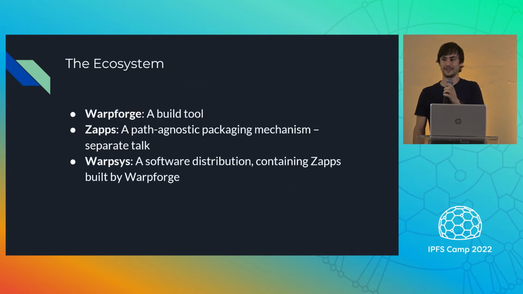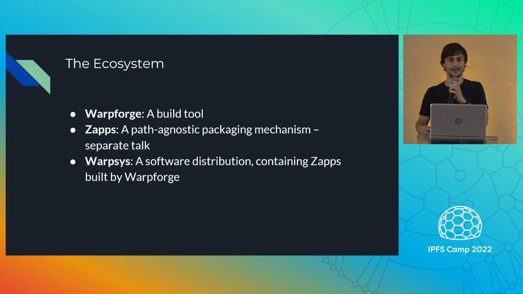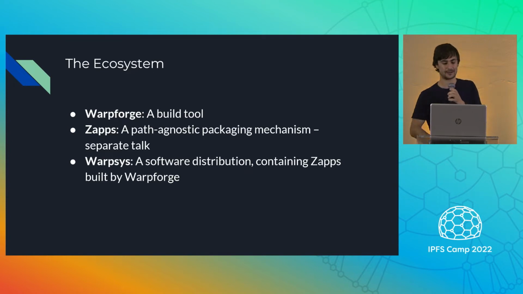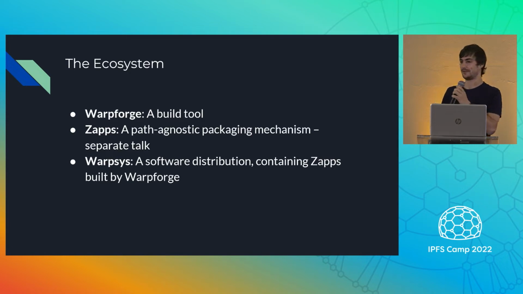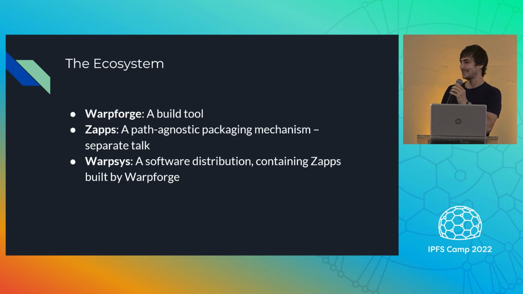It's also part of a bit of a bigger ecosystem, and you're going to hear more about these items later today, so I'll introduce them up front. So Warpforge is the build tool. It takes some inputs, runs something, and spits out some outputs. We also have this concept of zaps, which is a way of packaging applications such that they're path agnostic, and we can run them from anywhere on the Linux file system. That sounds trivial, but it's actually harder than you might think, and there's a whole talk about it for that reason this afternoon.